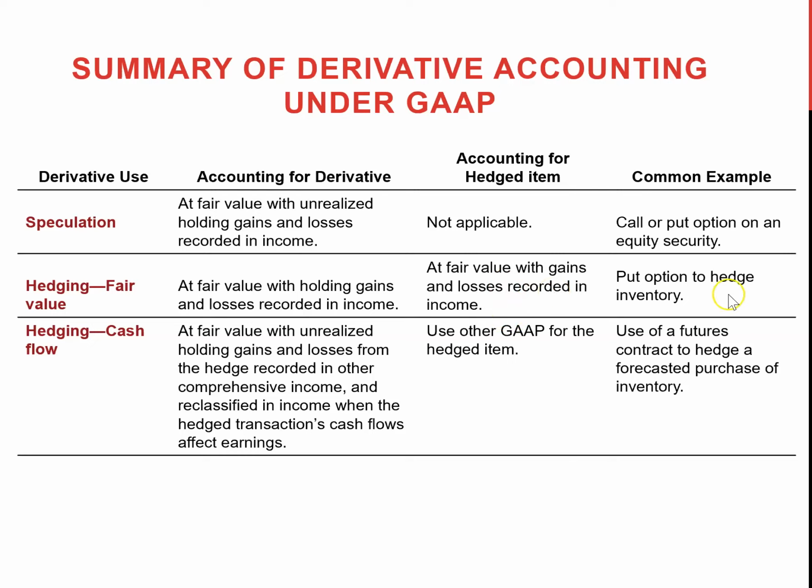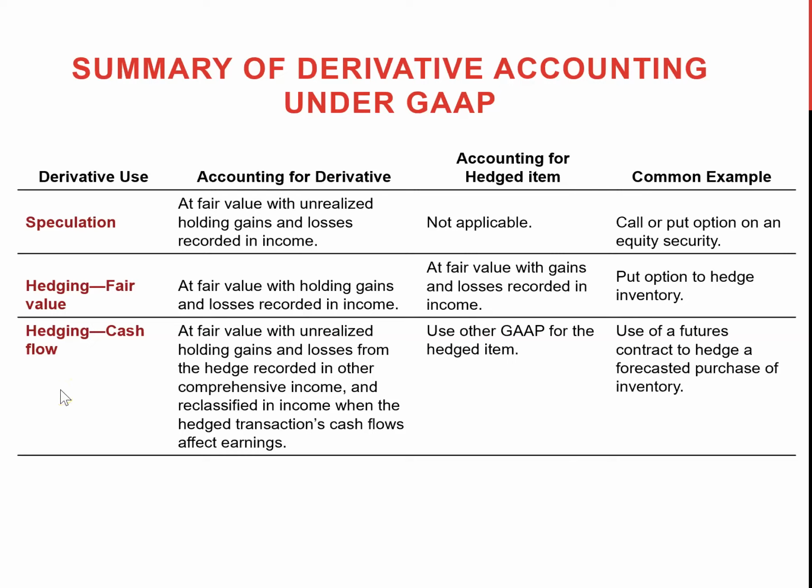And you also learned one example, put options. Usually those are used to hedge inventory. You learned it in one of the lectures, the example of the tire inventory and how the rubber price is used as an underlying, and put options to protect against the value declining on that inventory.